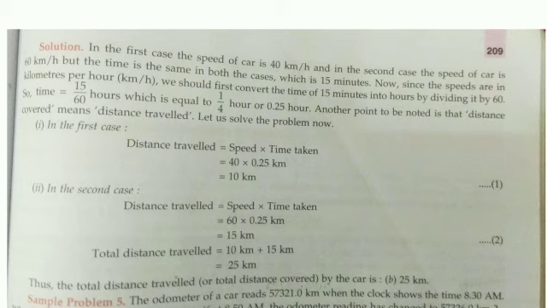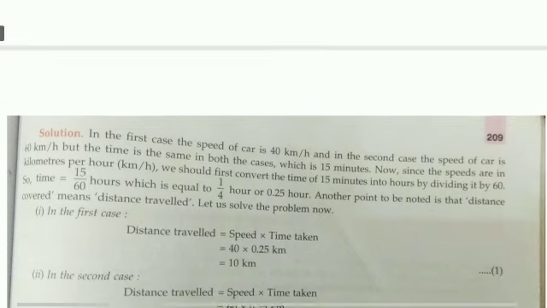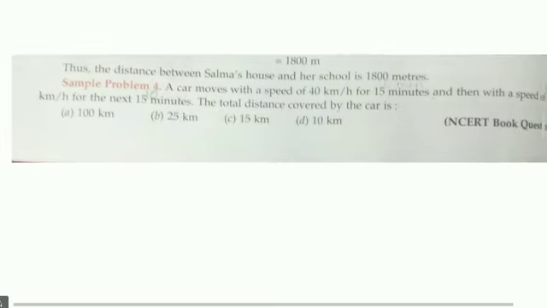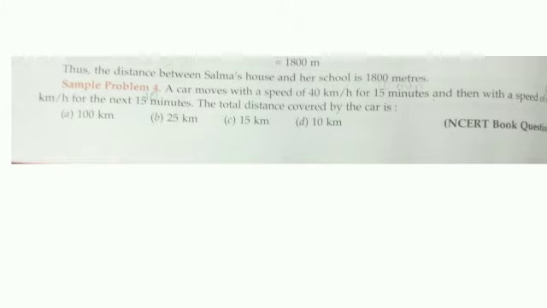So in the first case, the car traveled 10 kilometer and in the second 15 minutes it traveled 15 kilometer. So total distance traveled is 10 plus 15 is equal to 25 kilometer. So the total distance traveled by the car is 25 kilometer. So our answer is B, 25 kilometer. Understood?